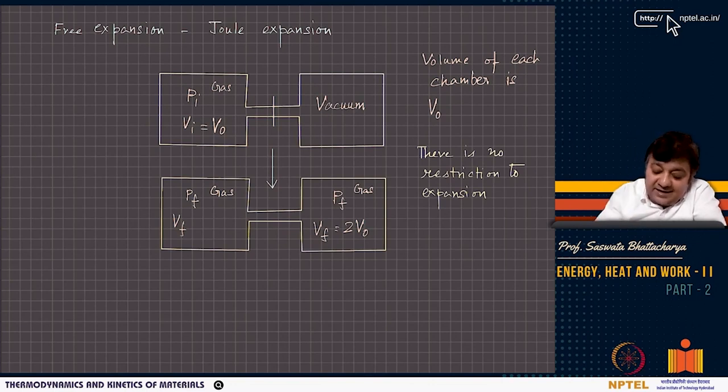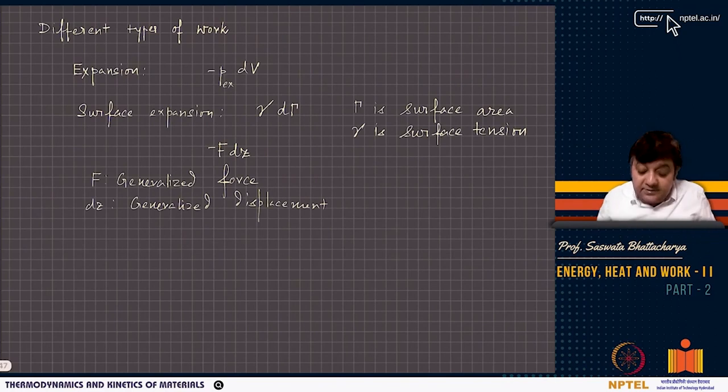Where you have a gas and vacuum on the other side of the chamber, and the volume of each chamber is V0, and there is no restriction to the expansion. As soon as you release this valve, you have PF on both sides, and then the final volume. You had VI equal to V0 and vacuum, but now VF will be 2V0. So the total volume will be 2V0.